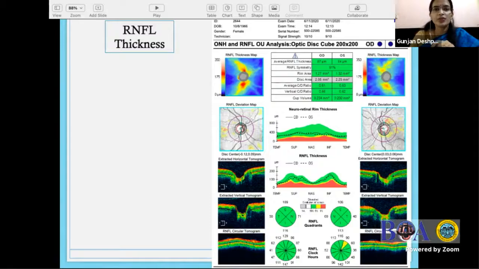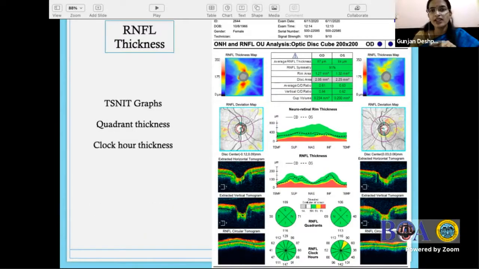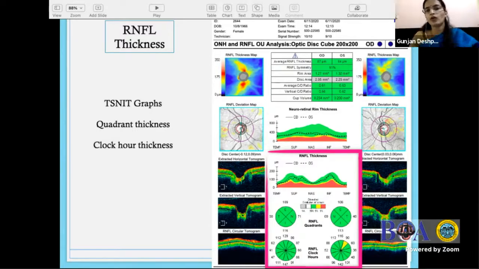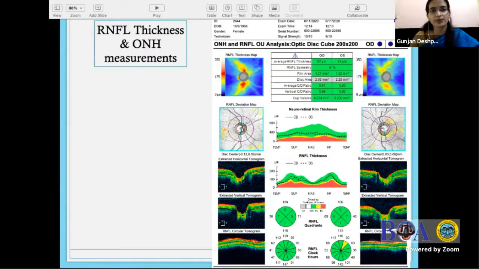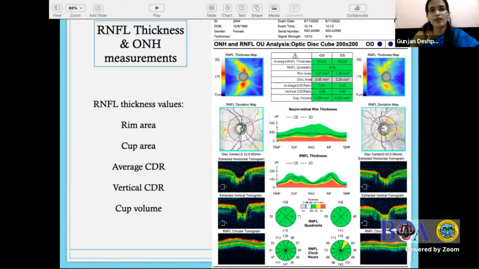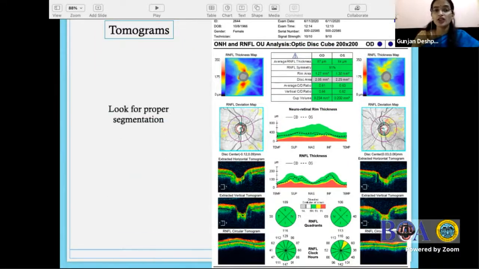The next description is on the RNFL thickness. These are TSNIT graphs, as again we can see on the screen. They also give us an idea about the quadrant thickness and the clock hour thickness. Coming next is the RNFL thickness and the optic nerve head measurements. These are present on the top. They give us an idea about the rim area, the cup area, the average cup disc ratio, vertical ratio, as well as the cup volume. The last tomogram over here, which is important, is the circular tomogram. This tomogram is important for us to know because we have to check for any segmentation errors. I'll be covering that later in my talk.